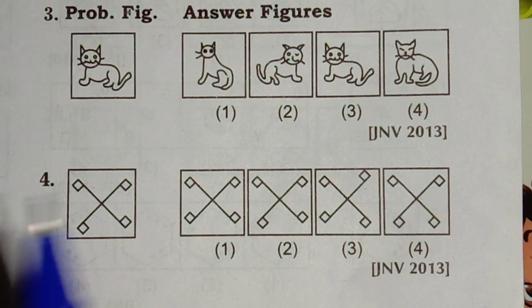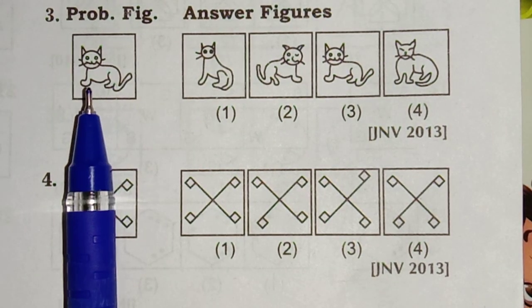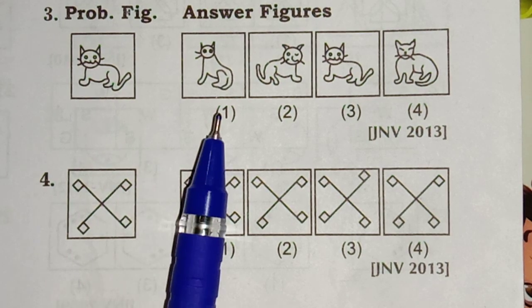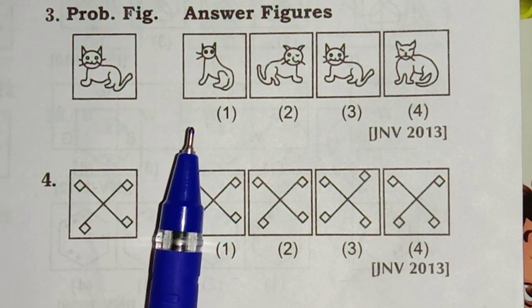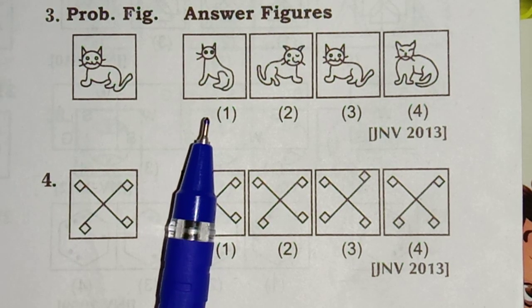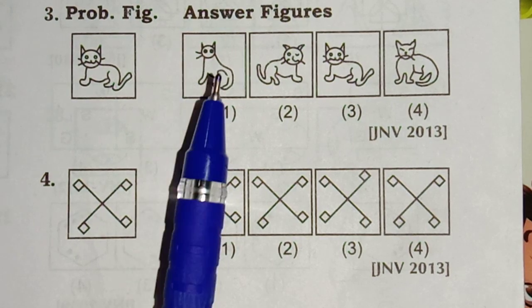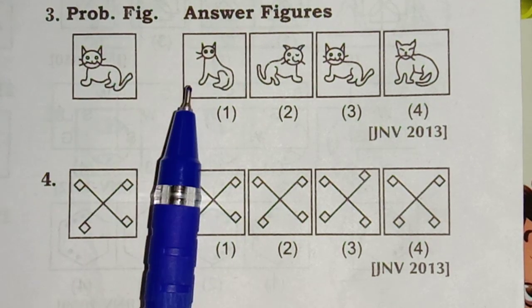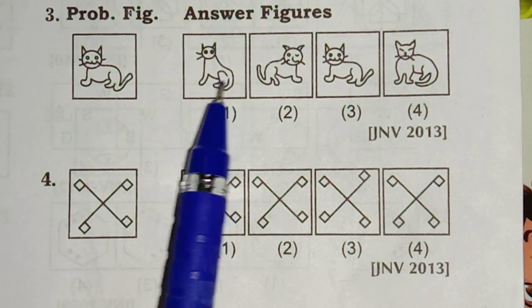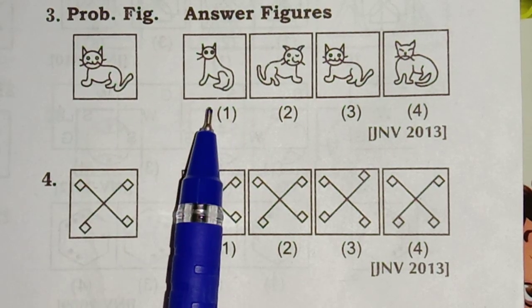So let's see question number 3 students. So here a small cat is there. So we have to find out which is similar. So here sometimes it may look similar, but very small minor mistakes are there, minor change is there, that we have to find out. So here first one, it is also a cat, but this tail, you can see that tail difference is there. Okay, so first one is not the answer.